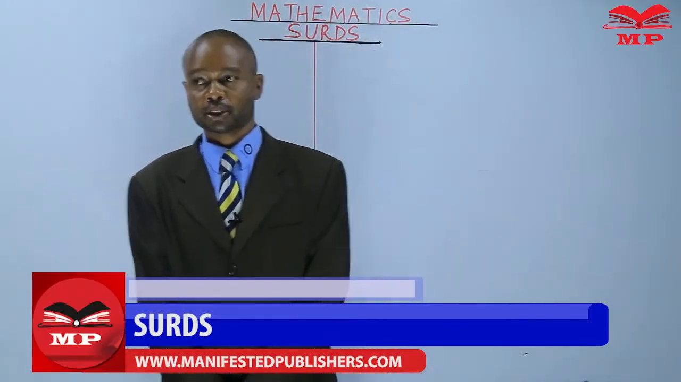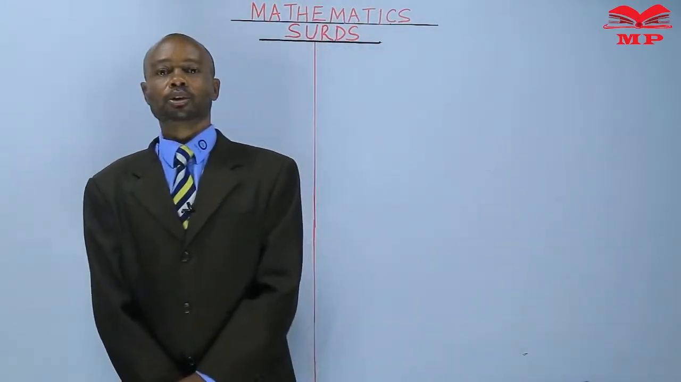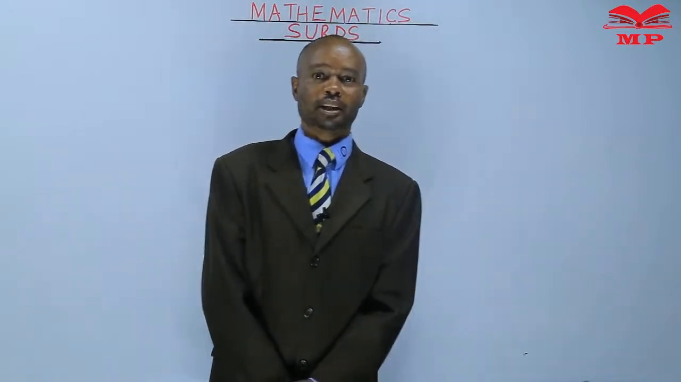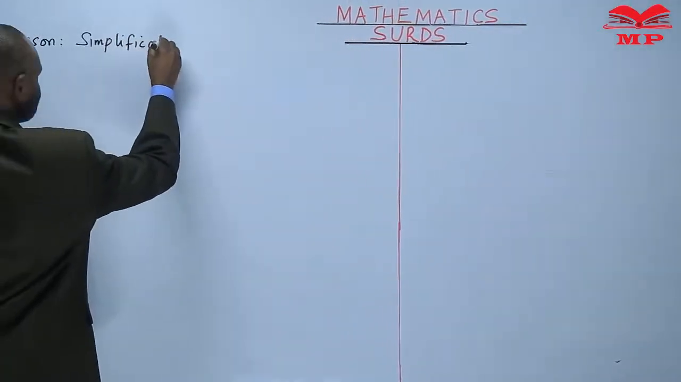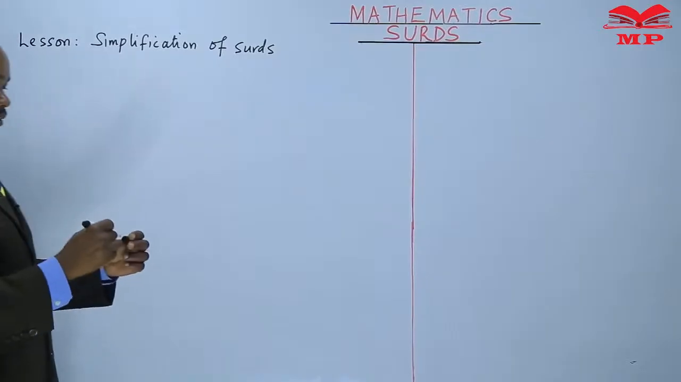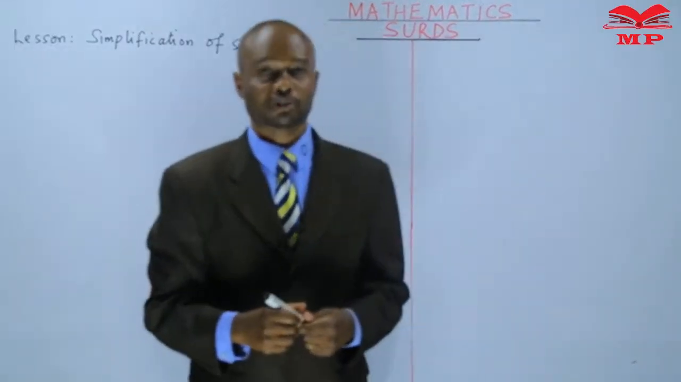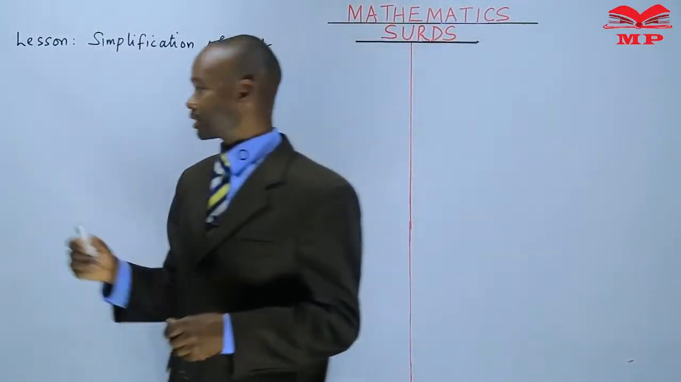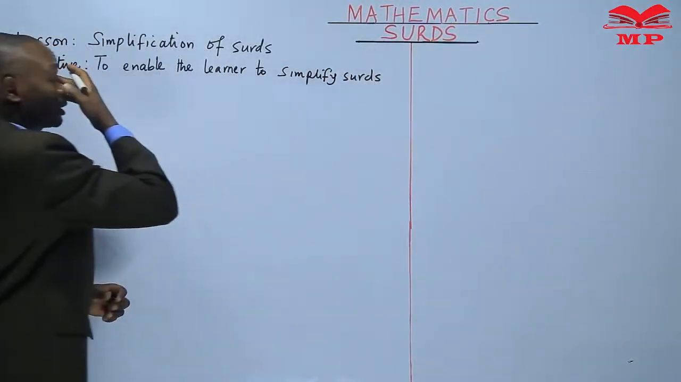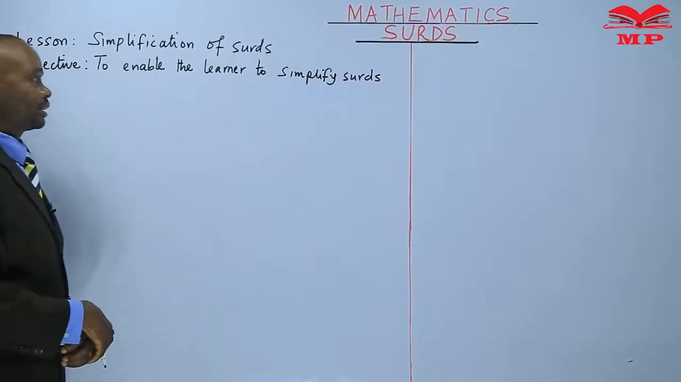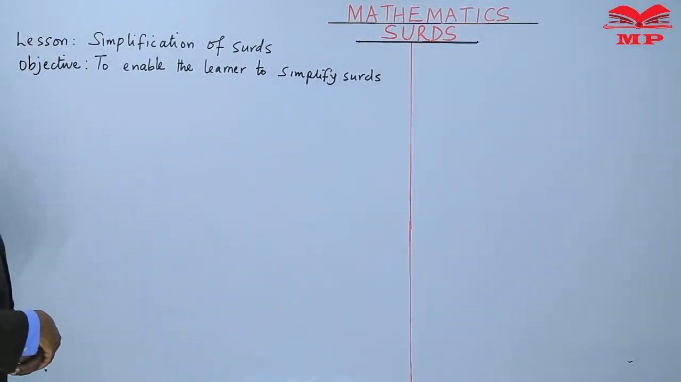We are going to proceed with our topic on surds. And today, having known about the surds, we are going to look at simplification of surds. The main objective of the lesson is to enable the learner to simplify any given surd. We do that by looking at examples.